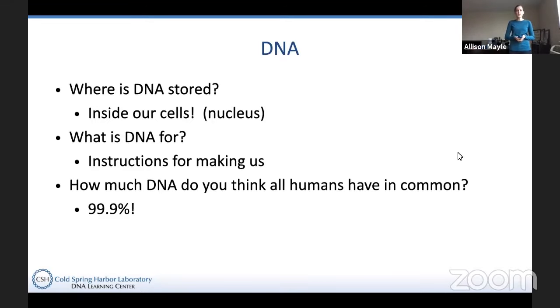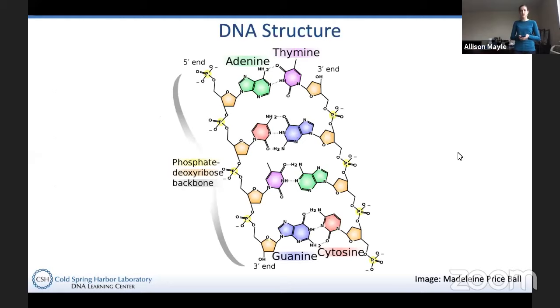So in forensic science, we're looking at that 0.1%, that little bit that's different. And what's really great about that little bit that's different is it's different for every single person, except for identical twins. If you're not an identical twin, your DNA in that 0.1% is different from everyone else on Earth. So we're more alike than we are different, but we can use those differences to identify whose DNA was left at a crime scene.